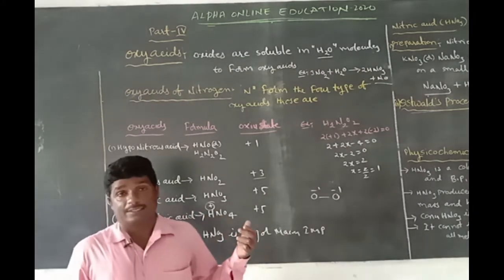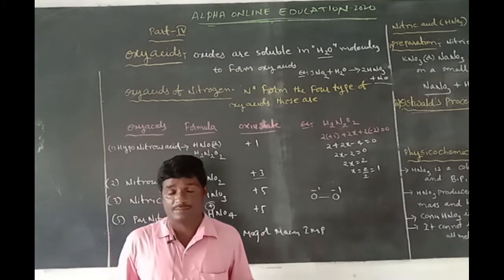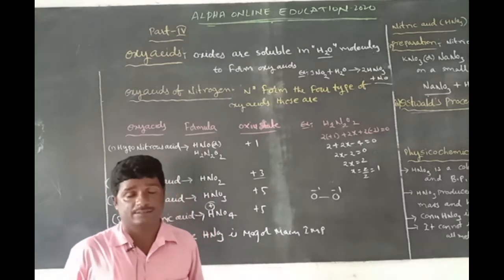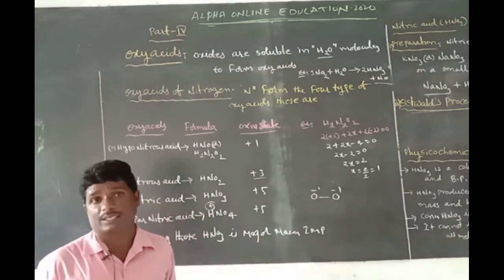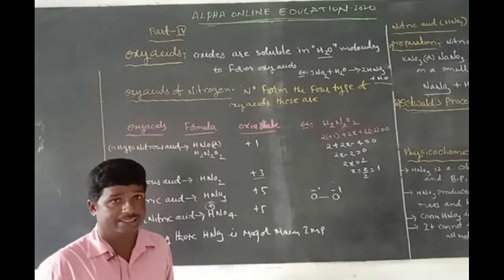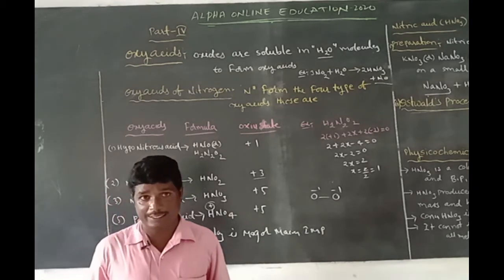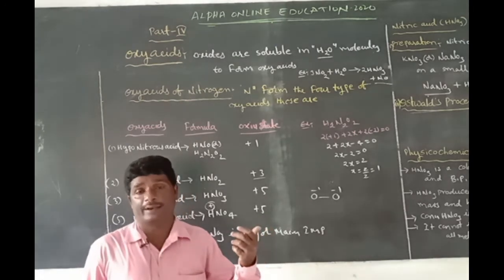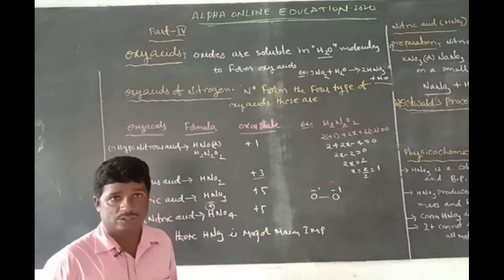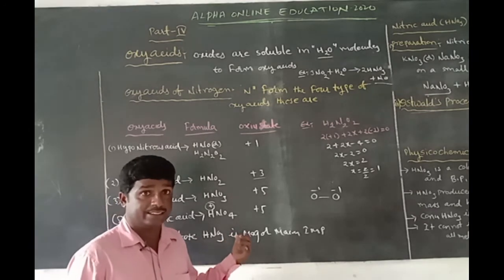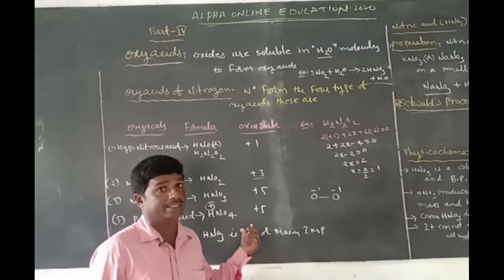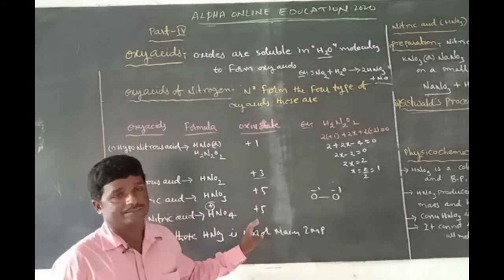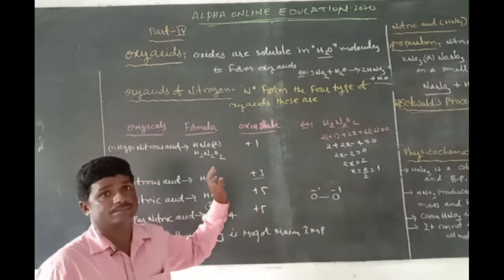These are the nitrogen oxyacids. Nitrogen forms four types of oxyacids: the first is hyponitrous acid, the second is nitrous acid, the third is nitric acid, and the fourth is pernitric acid. Among those, nitric acid, HNO3, is the most important of the nitrogen oxyacids.